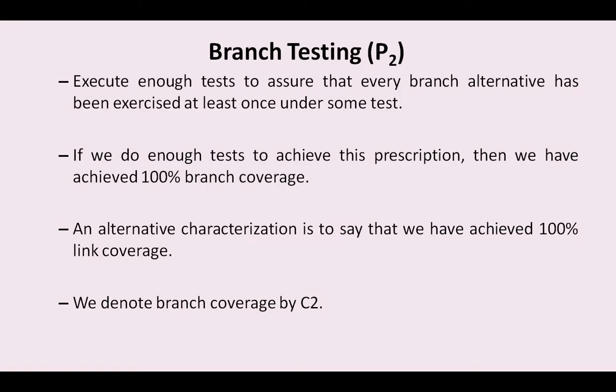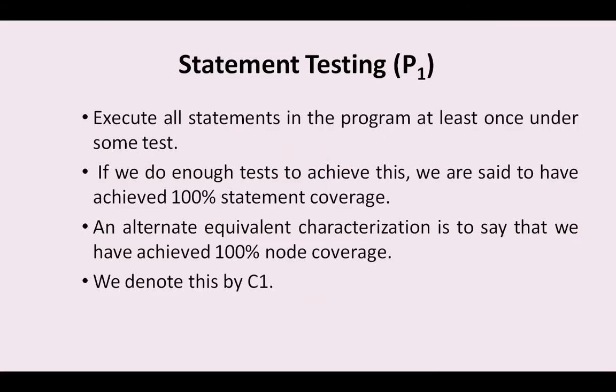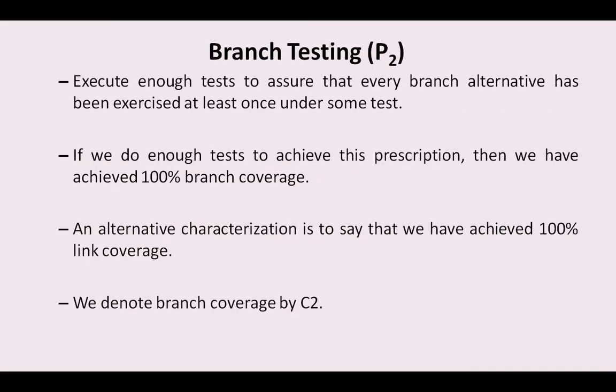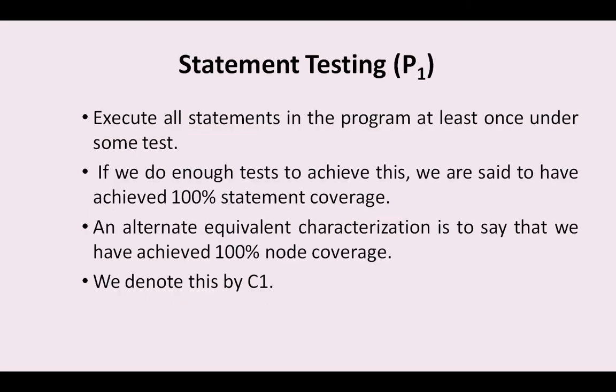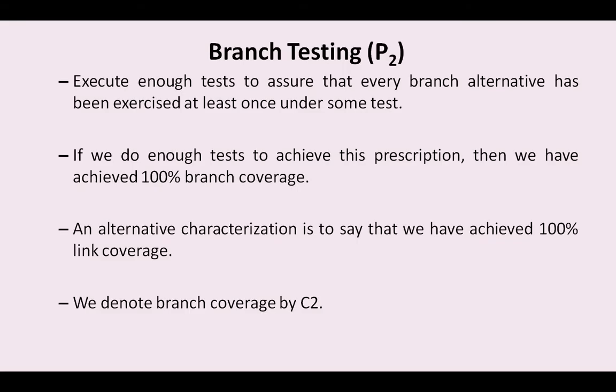An alternative characterization is to say that we have achieved 100% link coverage. So branch coverage is possible. Any one of the branches can get executed. So branch coverage is possible, and we denote this branch coverage by the letter C2. So C1 is statement testing and C2 or P2 is branch testing. So 100% path testing is not possible. All the paths at a time we can't test, but we can test the statements and we can test branches.